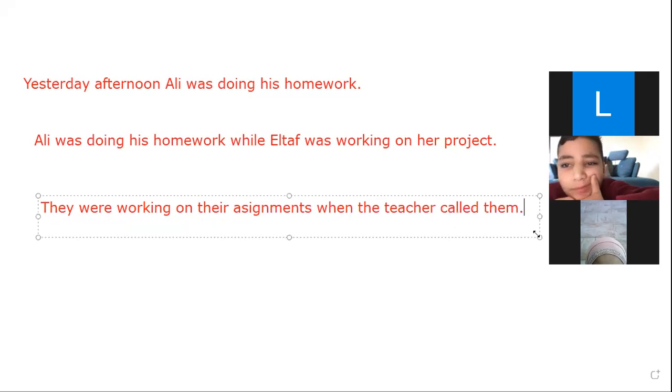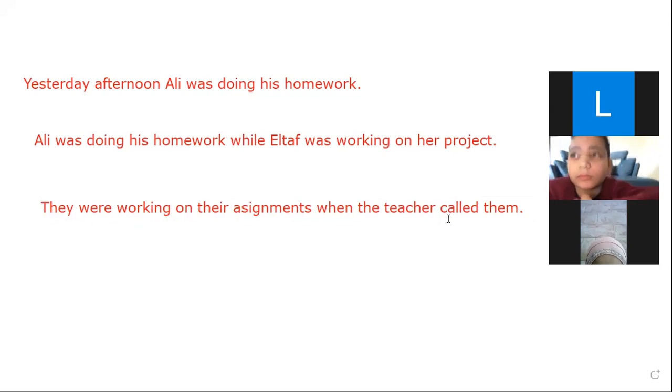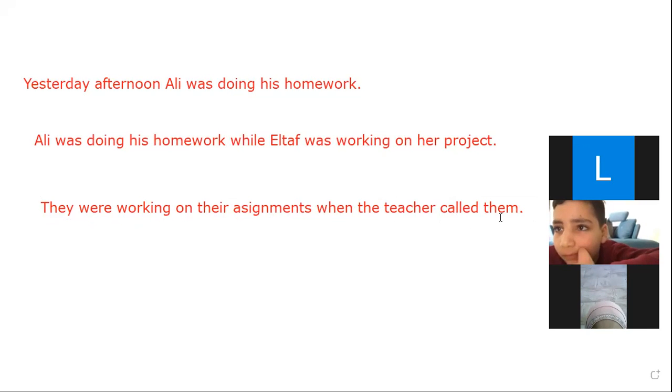So you see, guys, they were working on their assignments when the teacher called them. So the teacher interrupted Ali and Iltaf. She stopped their work. So let's repeat. Yesterday afternoon, Ali was doing his homework. Since Ali was working during a certain period of time in the past, we used here the past progressive. What did we use? We used the past progressive.